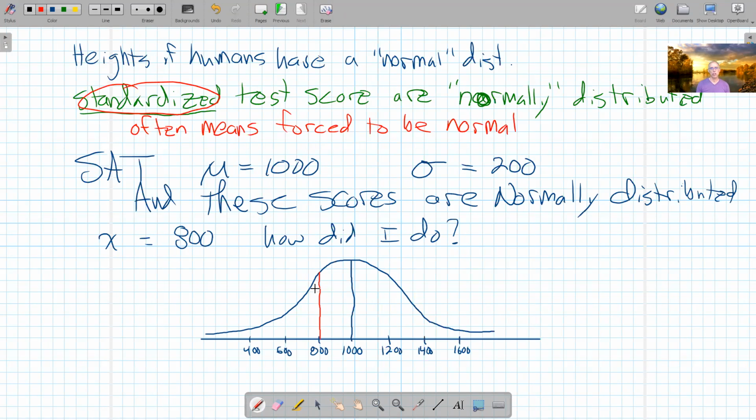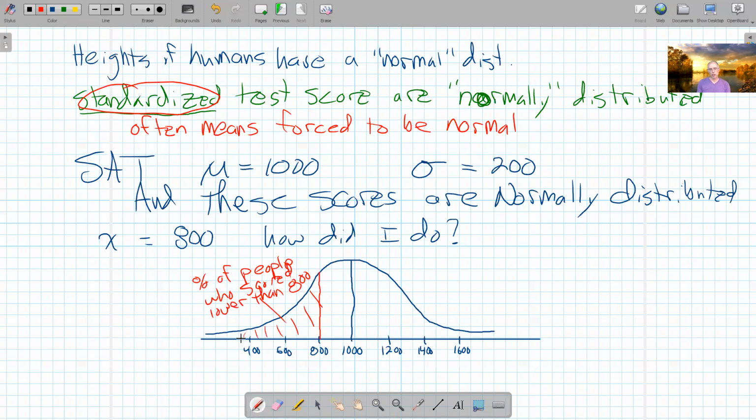So what I could tell the student is what percent of students had scores lower than them. So this region of the curve here would be, usually with these curves, we talk about percentages, not actual numbers. Percent of people who scored lower than 800 on the SAT.